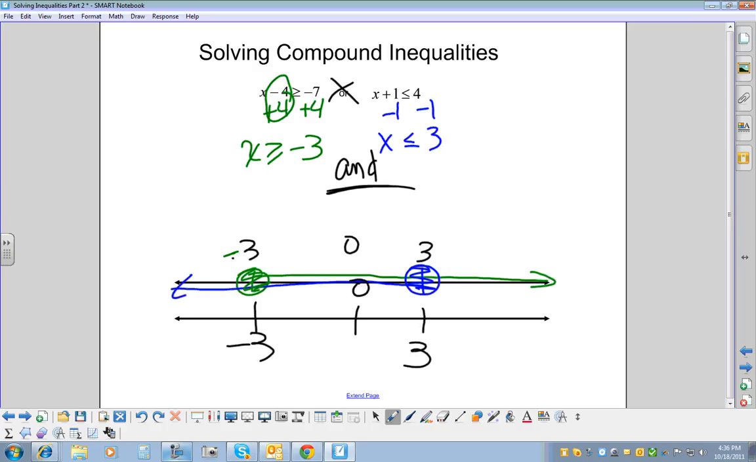And as we go from -infinity to -3, it's only shaded by blue until we get to -3. Then it's green and blue, all the way to 3, green and blue. And we would write this three-part inequality solution as x is between 3 and -3.